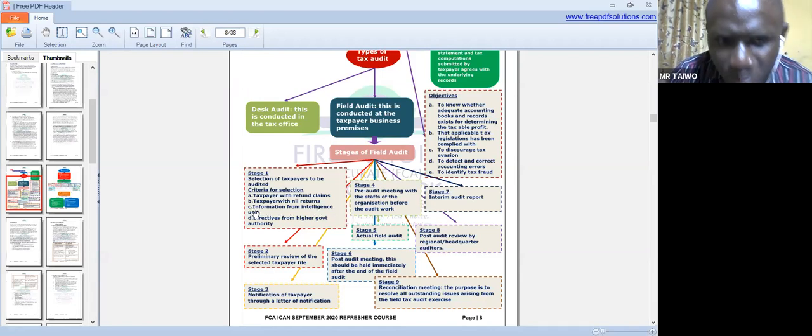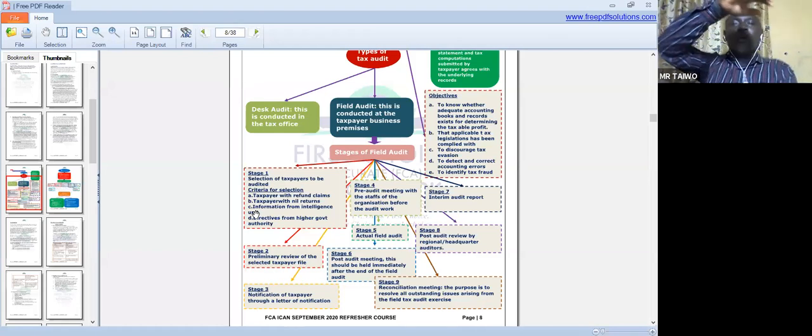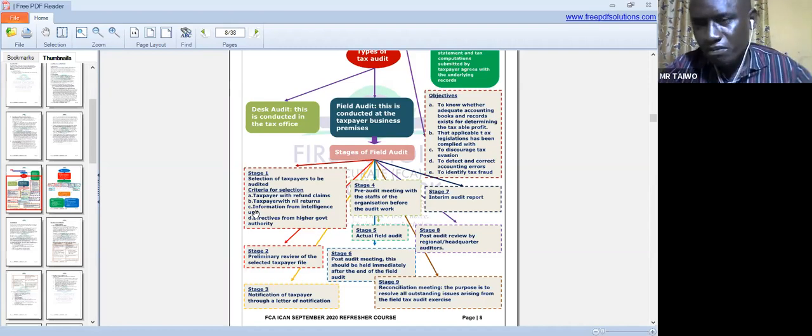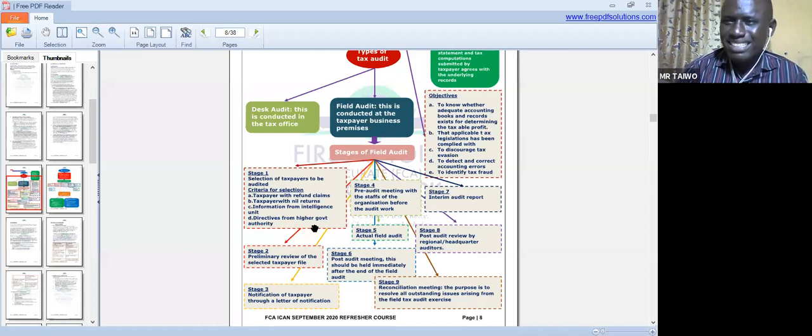Next one, information from intelligence. In the hierarchy of tax authorities, there is a unit called intelligence unit. That unit can also recommend a taxpayer for tax audit. Another one is what? Directives from higher government authorities. There can be directives from above that this particular company should be audited. That's also another.